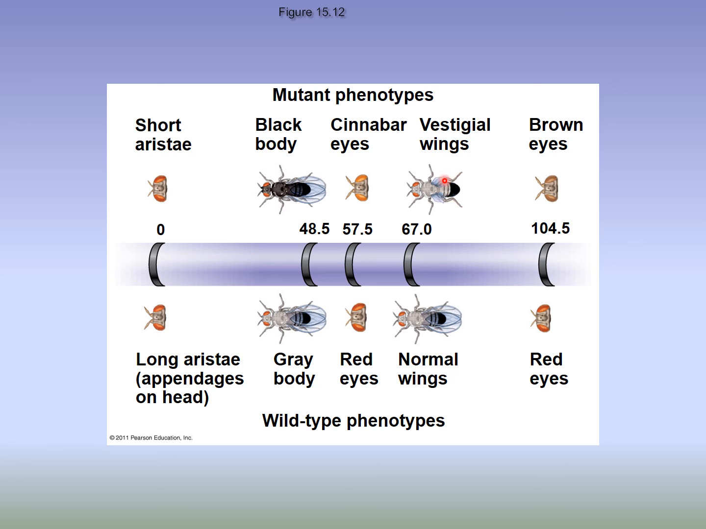And then we have the wing size. So we have the vestigial wings or the long wings. And then we could have brown eyes as well versus red eyes. Remember, red eyes are normal. Brown eyes and cinnabar eyes are the mutant phenotypes, and also white eyes are mutant.